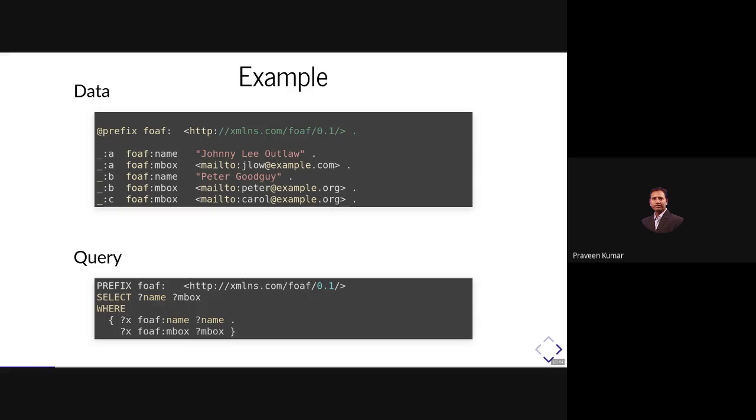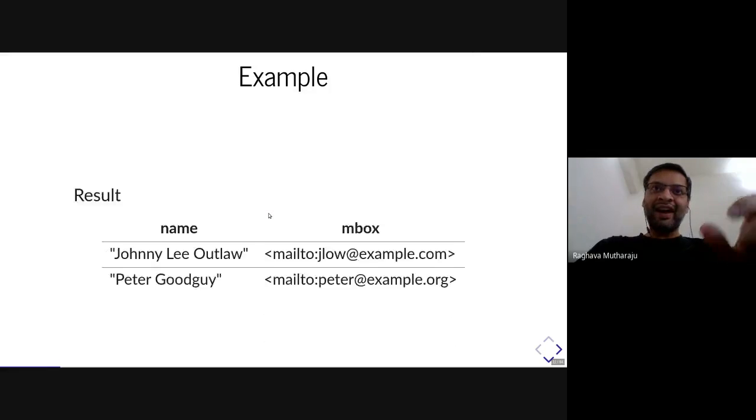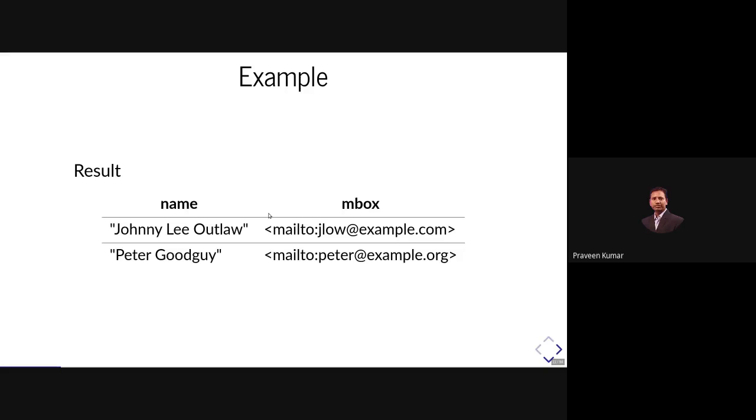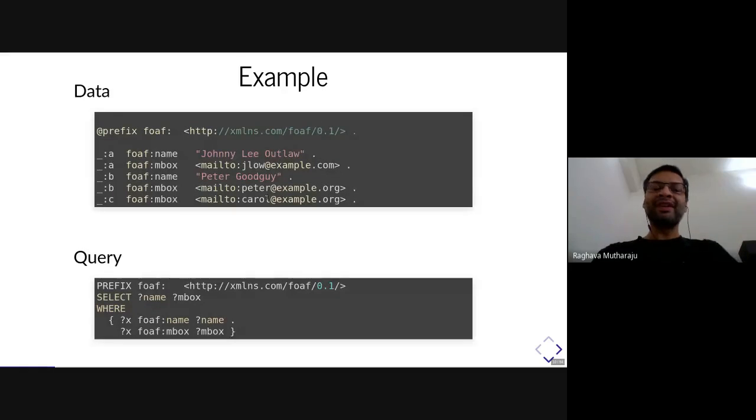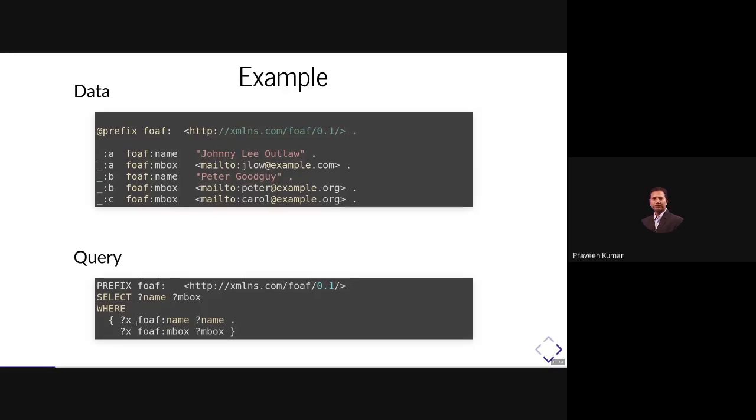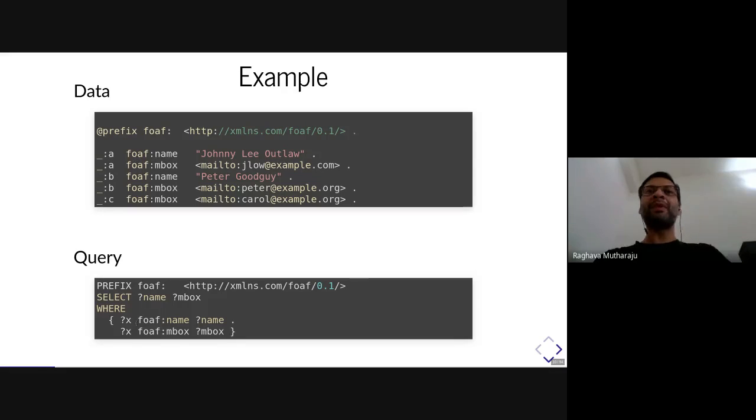Not sure, sir. Okay, so the answer is correct. But it's important to know why Carol doesn't show up, right? Because for the same person, you are requesting the name and the mailbox. So both are required, right? There are two conditions that you specified. Yes, sir. For Carol, there is no name. Yes, so both these conditions should be met.